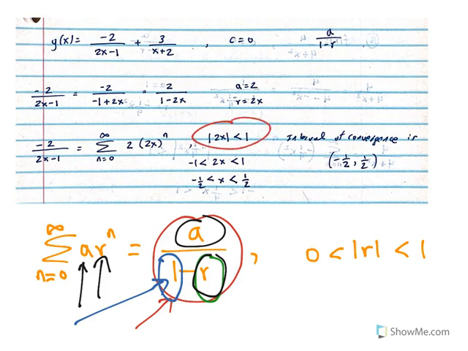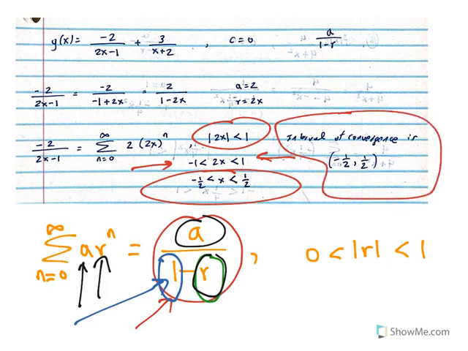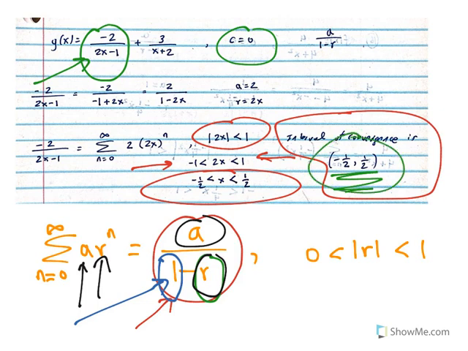So you write this absolute value inequality as a compound inequality, and you will divide each part of the compound inequality by 2, and you get the interval of convergence is from negative 1/2 to positive 1/2, excluding the endpoints. So what have we done? We have found a geometric power series centered at 0 for this partial fraction, and we have also found that this geometric power series will exactly represent the function negative 2 over 2x minus 1 on this interval of convergence. We need to do the same now for the other partial fraction.